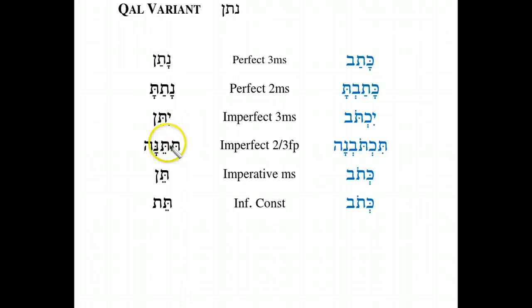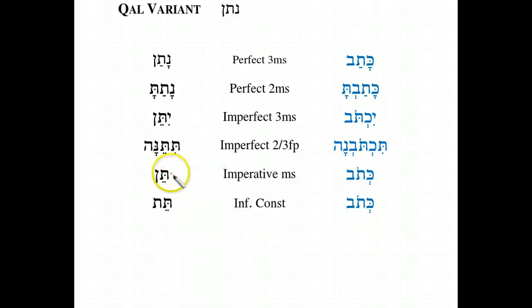The first nun of the root assimilates into this middle tav, which is all that's left of the root in this case. So we have titenna, and the second root letter, which is another nun, assimilates into the nun-he, the na of the suffix. And so all that's left of the root is basically this middle tav. And that means they will give, or you will give, feminine plural.